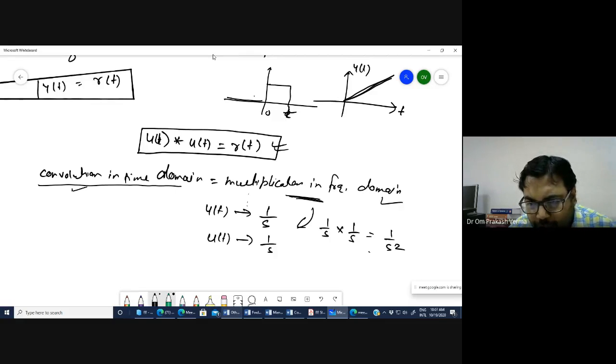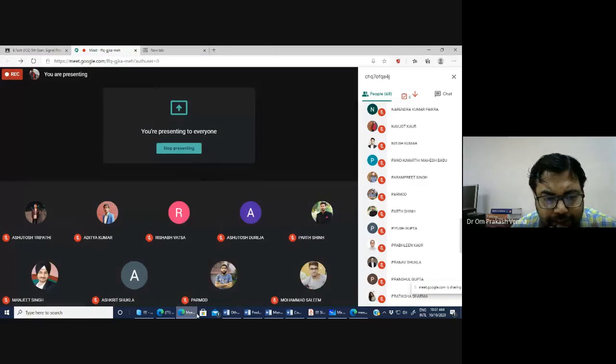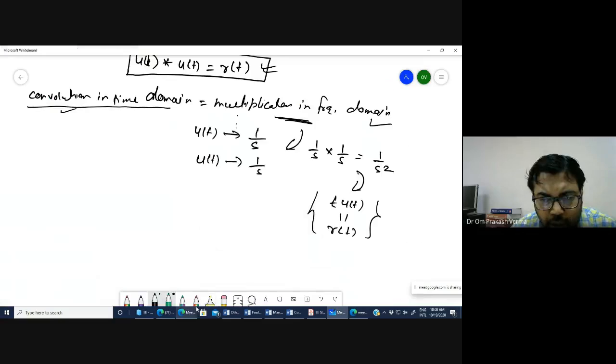And when you return back, taking the inverse of this frequency domain response, we are again converting this signal into the time domain. 1 upon s square means r(t). Yes or no? t u(t), or you can say r(t). Is it the same? Tell me. Is it understandable or not? Yes, sir. t u(t) and r(t) are both the same thing, 1 upon s square.